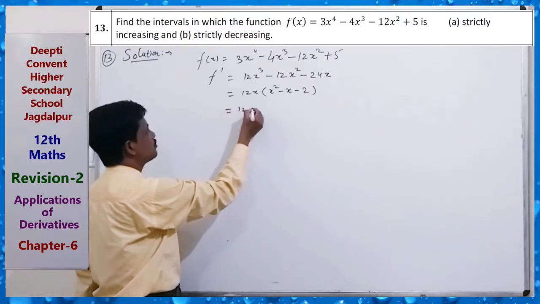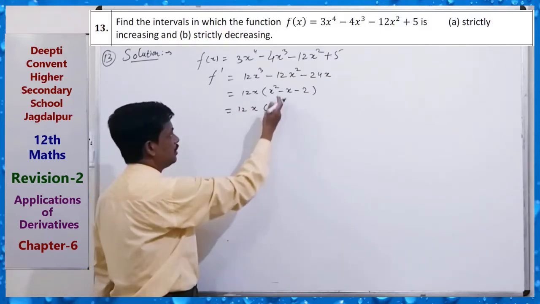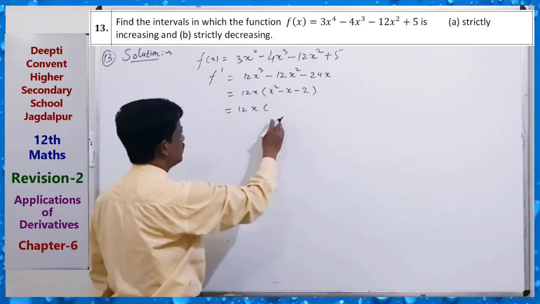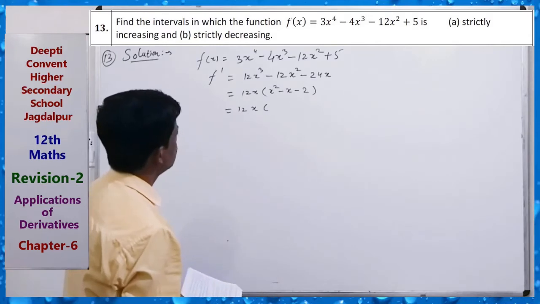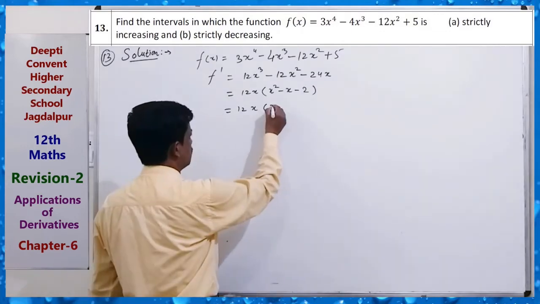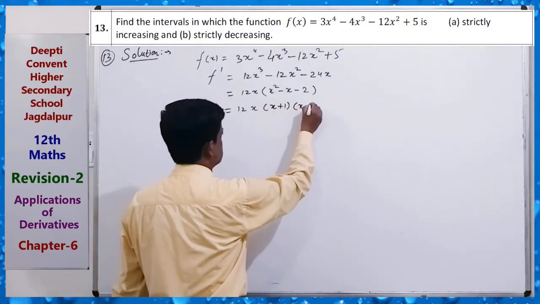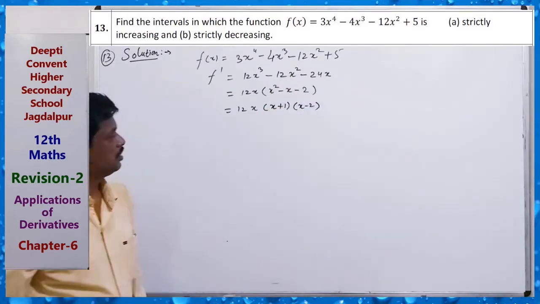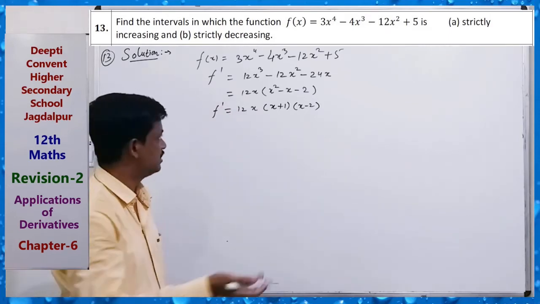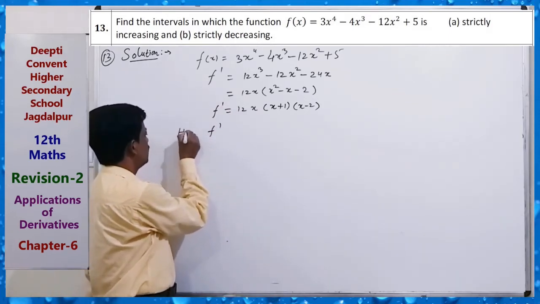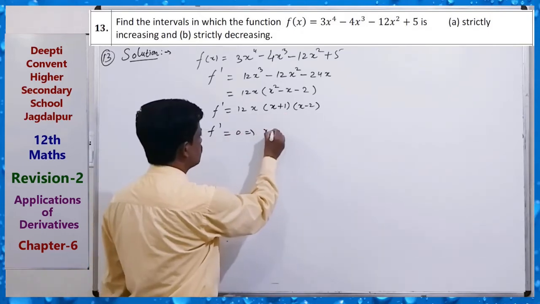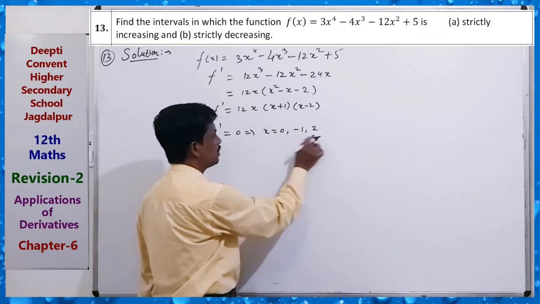So this can be written like this: by splitting it, we can get minus 2x plus x, which gives x plus 1, x minus 2. We can factorize like this. Okay, so this is our f dash. So we have to find increasing and decreasing. f dash equals 0 implies x equals 0, minus 1 and 2. These are the critical points.